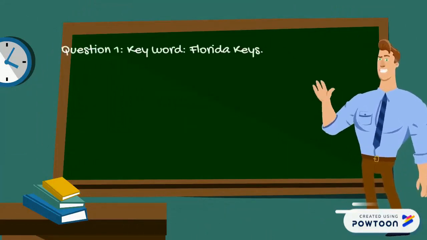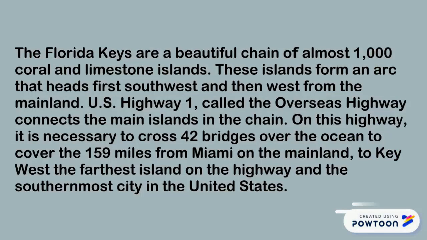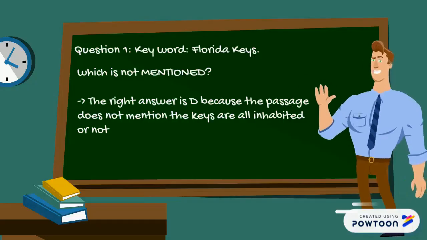The first question asks for the one answer that is not mentioned about the Florida Keys. The passage states that the Florida Keys are a chain, which is answer A, with coral and limestone, which is answer B, in the shape of an arc, which is answer C. So those answers are not correct. Therefore, the best answer to the question is answer D. The passage does not discuss whether or not the keys are all inhabited.